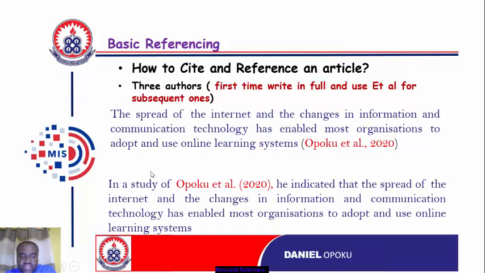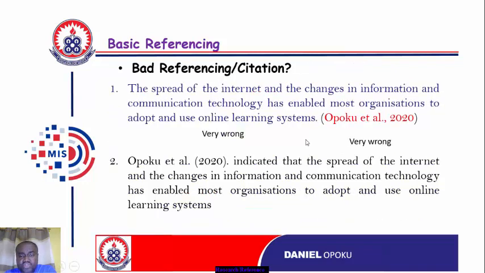So this is how you do it in the beginning. So in a study of Opoku, et al. dot is here, then bracket 2020, comma, then you continue with the statement. That is when we have what we call three authors. Hope it is clear. Right. Also, now let's look at some of the bad references that we normally make. Okay, and take notes so that you can make corrections to your work.